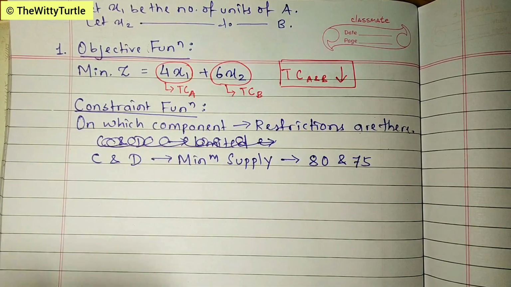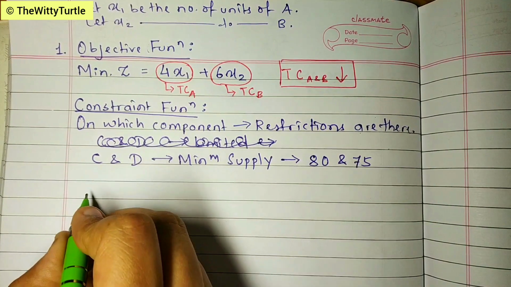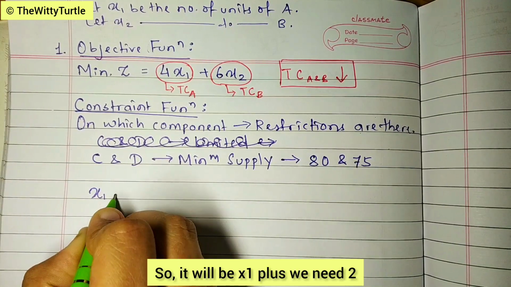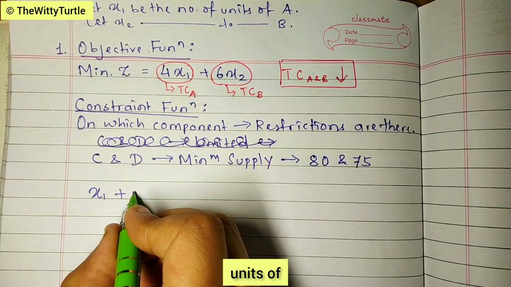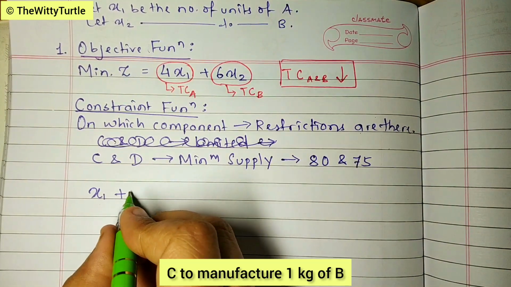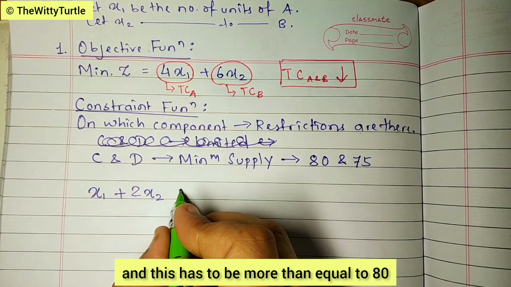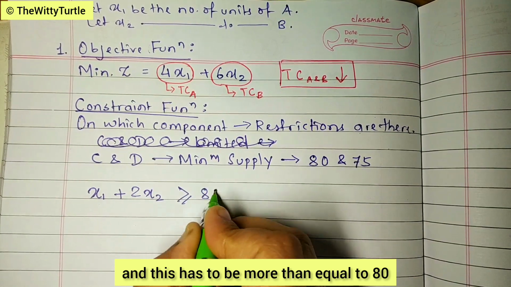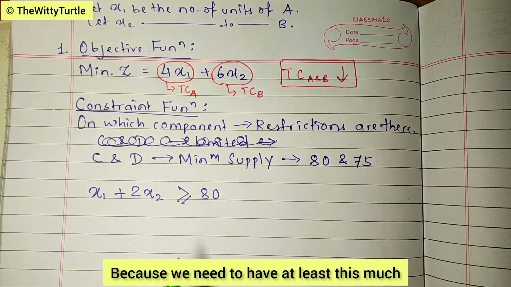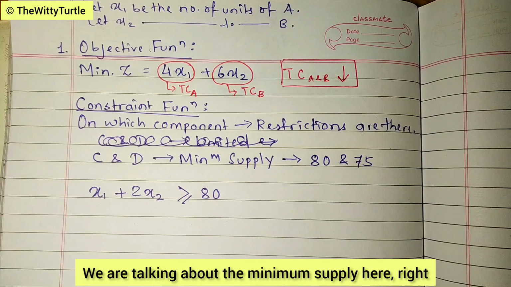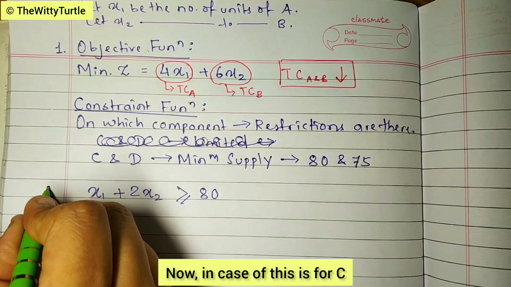So the constraint functions will be what? To manufacture 1 kg of A, we need how many units of C? 1 unit of C. So it will be X1 plus we need 2 units of C to manufacture 1 kg of B. So this is X2, right? And this has to be more than equal to 80. Why are we talking about more than equal to in this case? Because we need to have at least this much. We are talking about the minimum supply here, right? Now, this is for C.